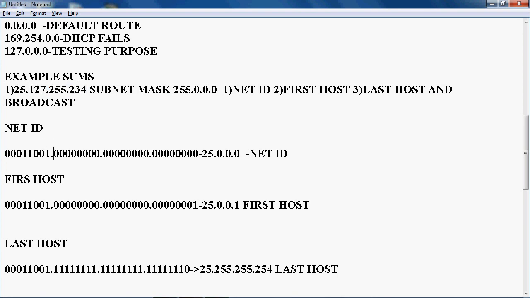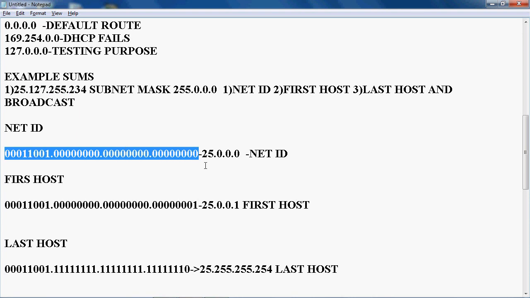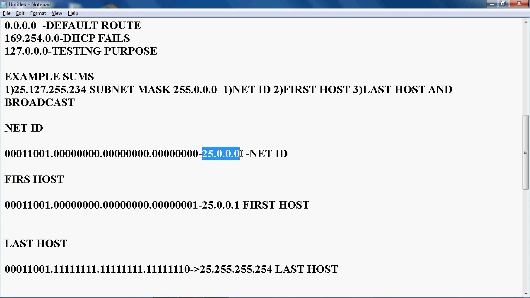Next, the 24 bits are the host ID, so you just have to put all the 24 bits as 0. No need to worry about 127, 255 and 234. You just put all the host bits as zeros in binary format, so 24 bits of zeros. Next, this binary format can be written in decimal format, so we get the net ID. The net ID is 25.0.0.0. This is my office network net ID.